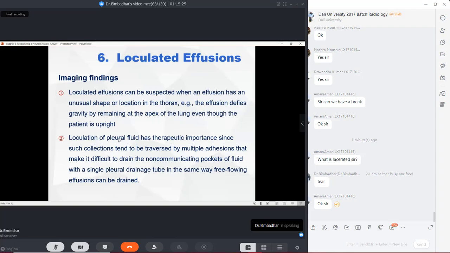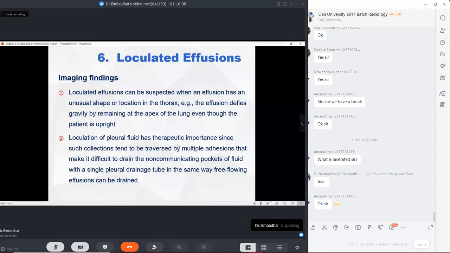but first, let us say loculated effusions can be suspected when an effusion has an unusual shape and location in the thorax. The effusion defies gravity by remaining at the apex of the lung even though the patient is upright. The loculation of the pleural fluid has therapeutic importance, since it will be traversed by multiple adhesions. Let us say there is pus that has been accumulating, and the pus solidifies, and there is blood inside the pleural cavity, and the blood also solidifies. Now they will not change their position. That is the first thing that you will know.